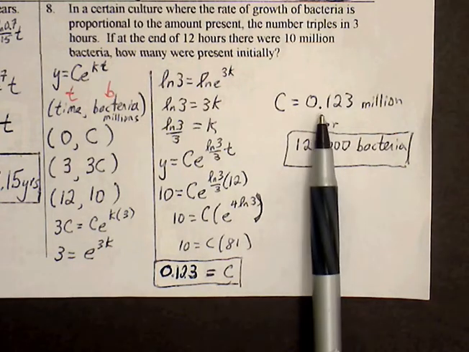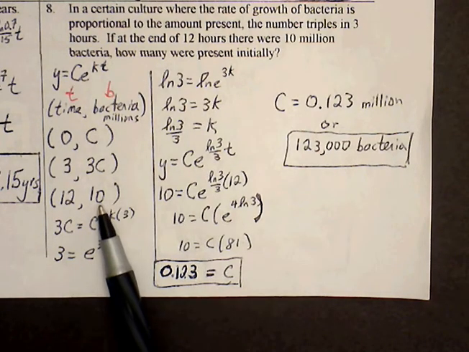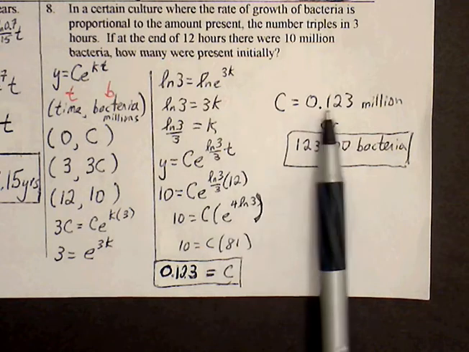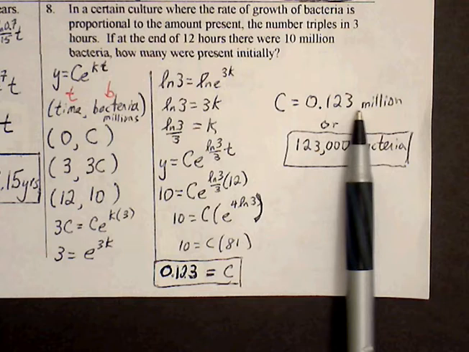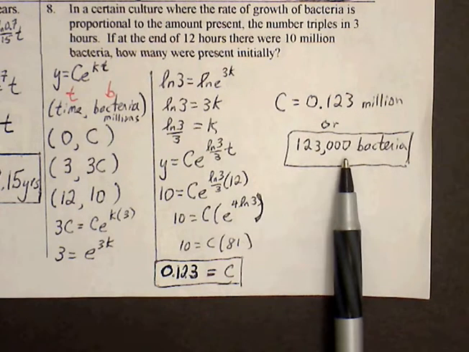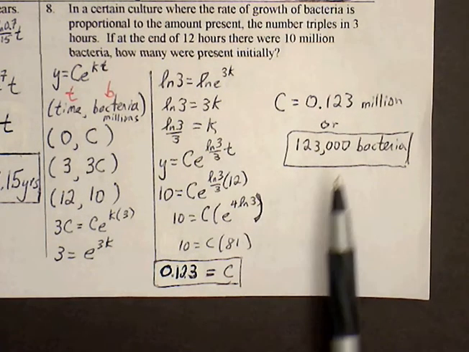And again, because I'm using 10 to represent millions, we're going to represent this as millions as well. So this represents 0.123 million. So 0.123 million is 123,000 bacteria. So that's our C value there.